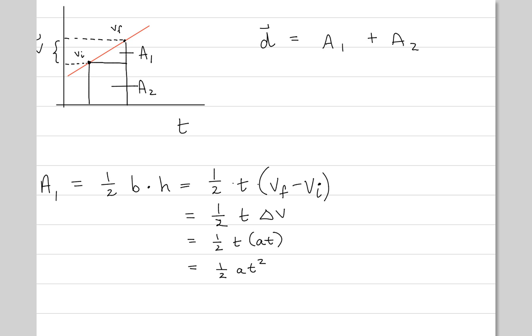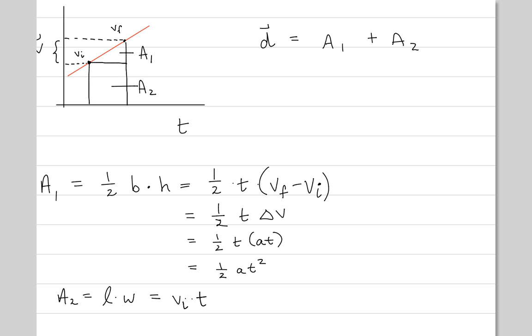And area 2 is a lot easier. It's just a rectangle, right? Area 2 will be length times width. So let's take a look at the length and width of this area 2. So the width, or whatever you want to call it, the length. The horizontal is T, and the vertical is, what's this amount? Vi. So this length times width is just Vi T. Vi times T.